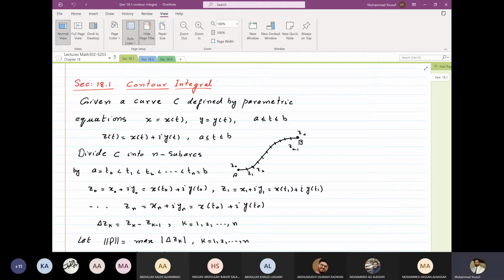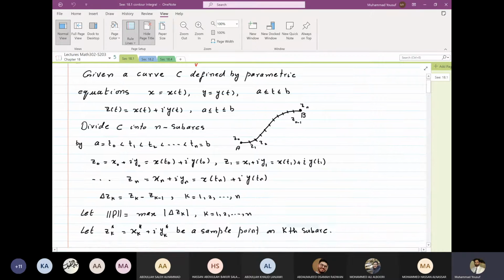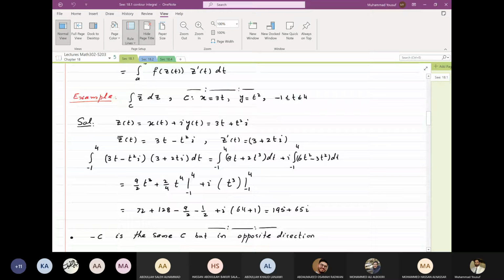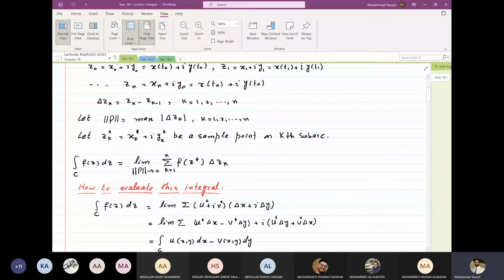Suppose a curve is given by z equal to x of t plus i y of t, t is from a to b. We divide into n small subarcs, take a test point in each subarc, and then evaluate the function at the test point, multiply it by the arc length of each subarc, and take the norm of these arcs equal to 0. Norm is the maximum length of any subarc.